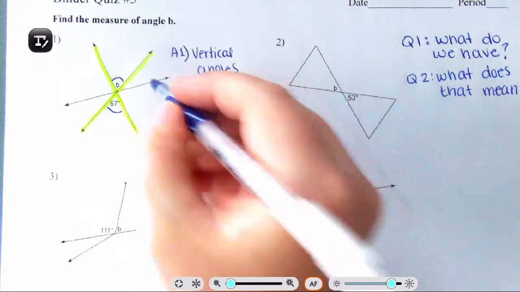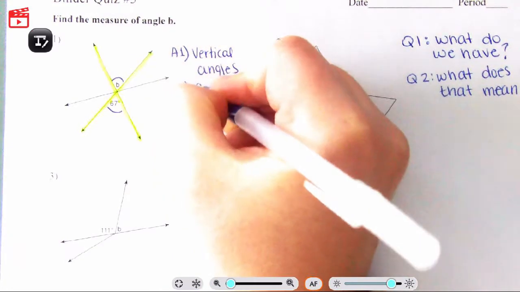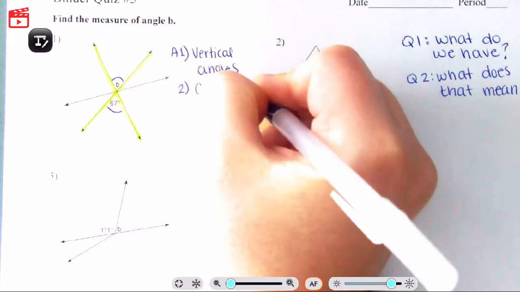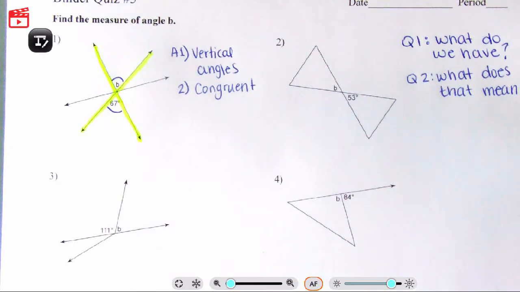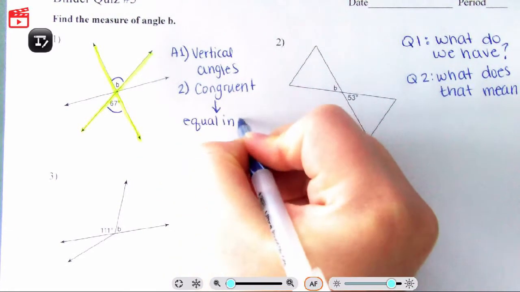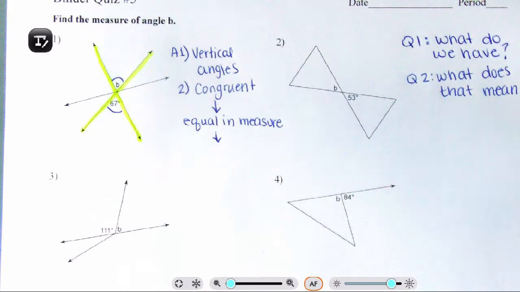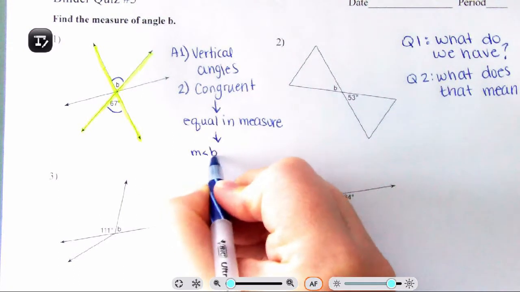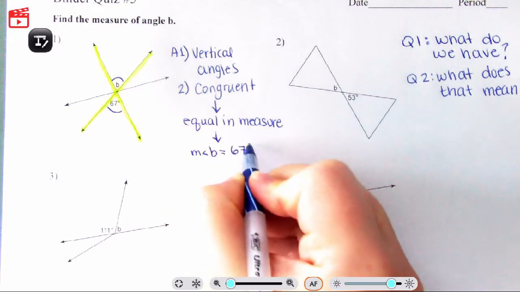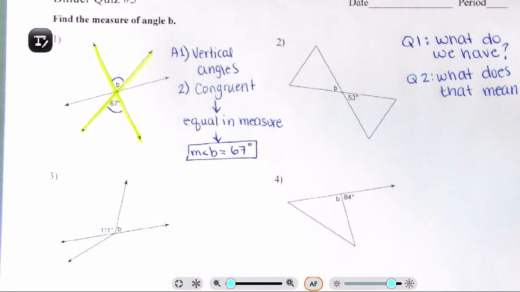For question number two, what does that mean? Well, vertical angles are congruent. And again, what does that mean? Congruent means that they are equal in measure. And what does that mean? Well, that means that the measure of angle B is also 67 degrees, and that is your answer. If you go through this process every single time, you should be successful.